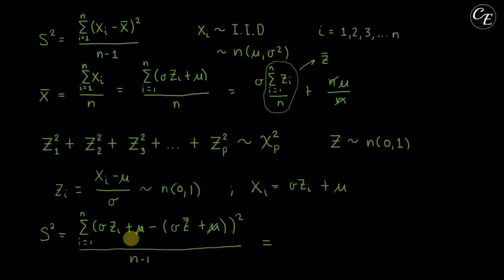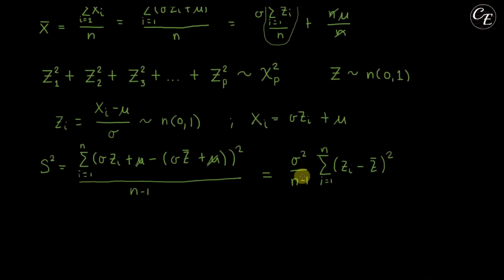Then it is equal to, we can cancel out this plus mu and minus mu. Then we have a common term, sigma. We can collect it and move it outside of the parentheses, but since we have a square, this sigma will become sigma squared. Since it is a constant, we can move it outside of the summation. So we have sigma squared over n minus 1, then the summation of z sub i minus z bar, squared, from i equals 1 to n.